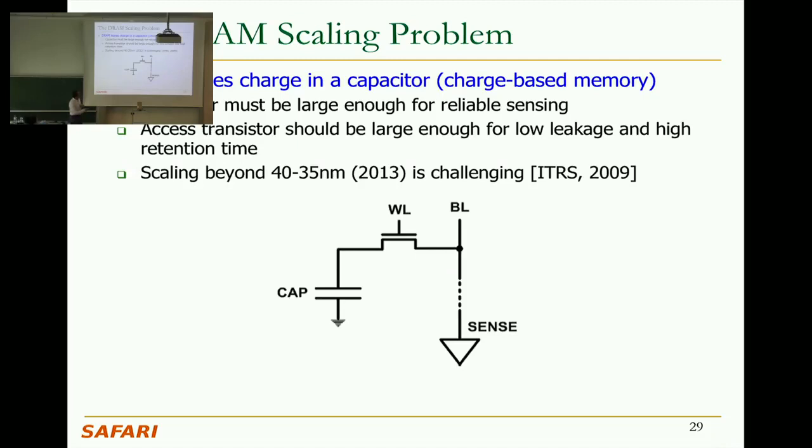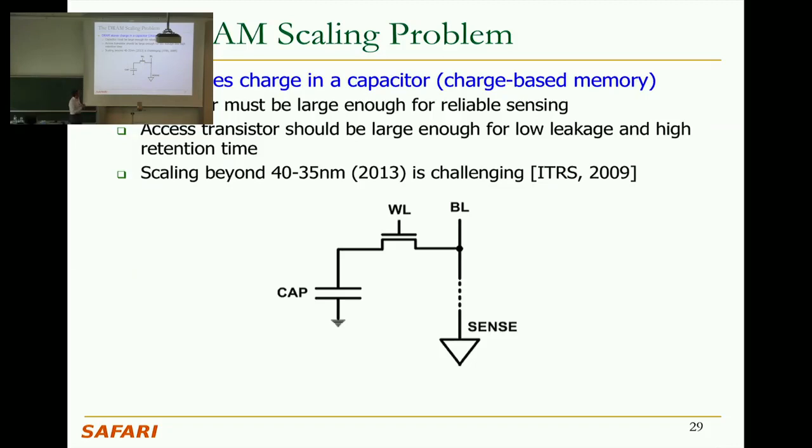If you look at DRAM, it stores charge in this capacitor. Like any memory, it needs to have a storage device and it needs to have an access device. In DRAM, the storage device is the capacitor. The access device is the access transistor, the bitline, and the sense amplifier. And for any memory to work, you need to have a good storage device and a good access device, which means that in DRAM, this capacitor must be large enough for reliable sensing, and this access transistor must be large enough for low leakage and high retention time.